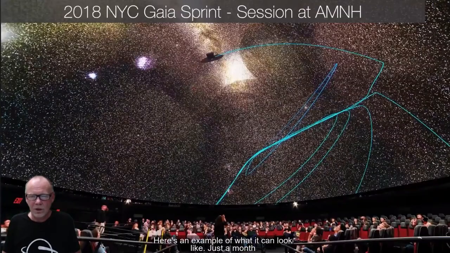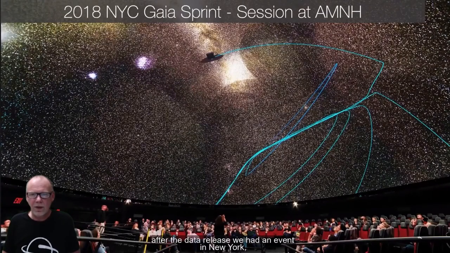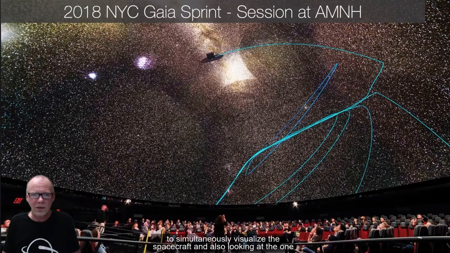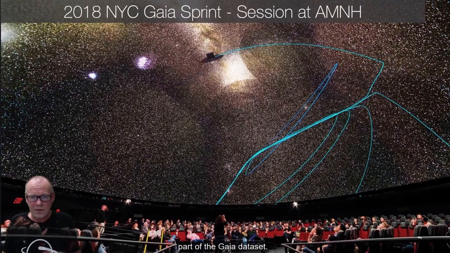Here's an example of what it can look like. Just a month after the data release, we had an event in New York at the Hayden Planetarium, where a number of astronomers viewed their data for the first time, being very excited about the possibility to simultaneously visualize the spacecraft and also look at the 1 billion stars. And you can even see the granularity of the detectors inside of the data. We will now show you interactively a part of the Gaia dataset.